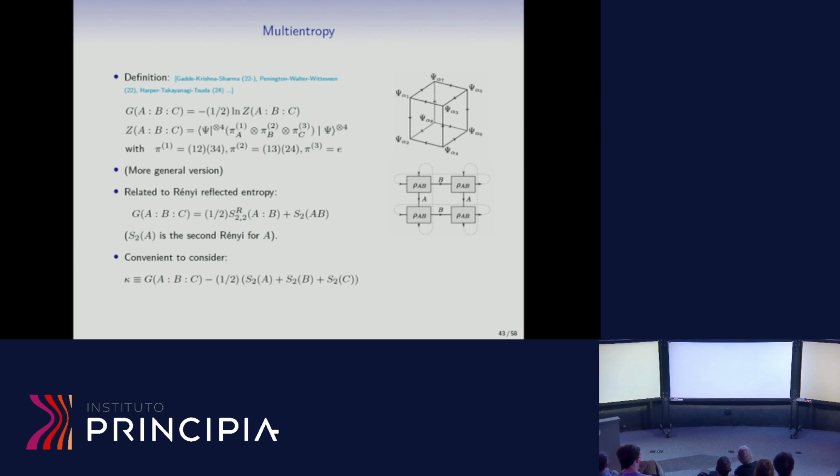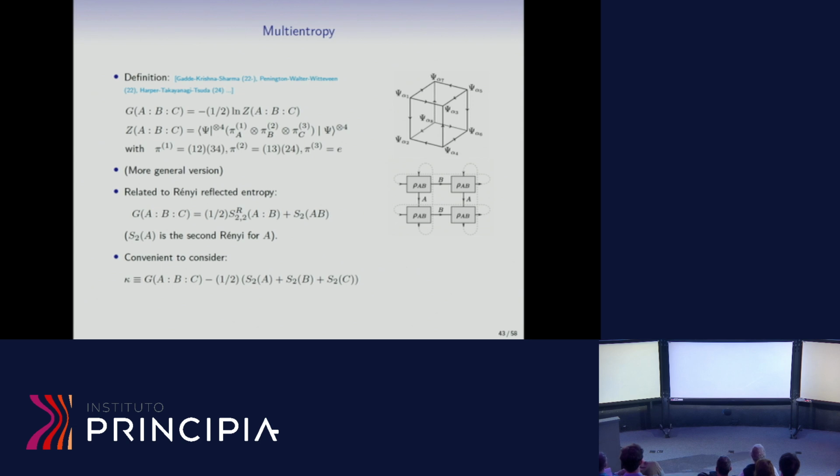I'm also going to introduce yet another quantity, which is called reflected entropy. As it turns out, this quantity is related to the multi-entropy. From the way I'm presenting here, it's more natural to introduce multi-entropy first because I'm using this multi-wave function overlap. But historically, reflected entropy was introduced before, so it's perhaps natural to introduce reflected entropy first. But I'm going to do this in the next slide.